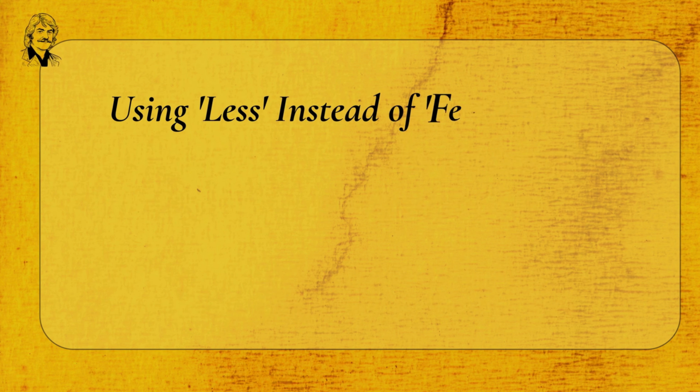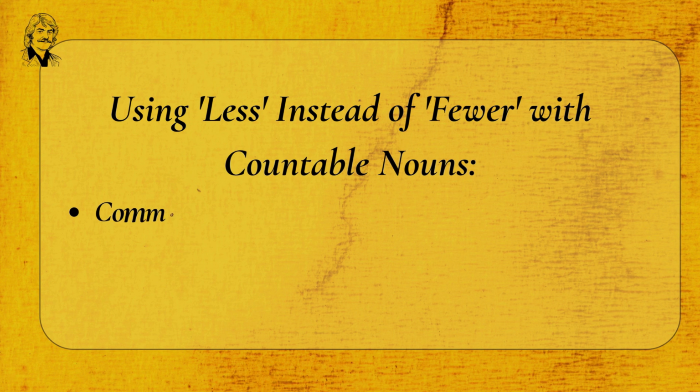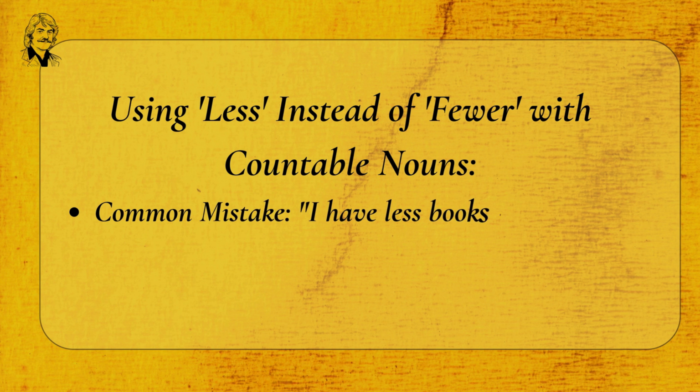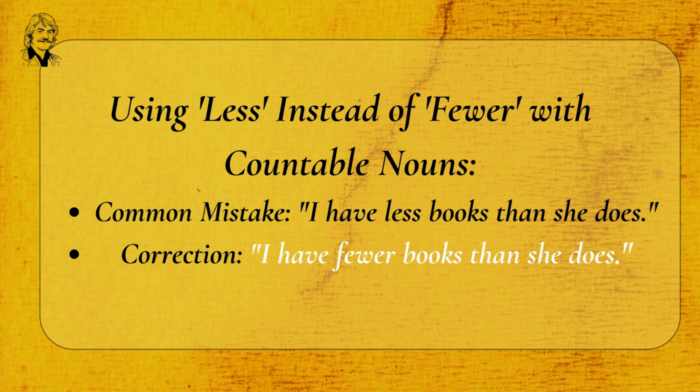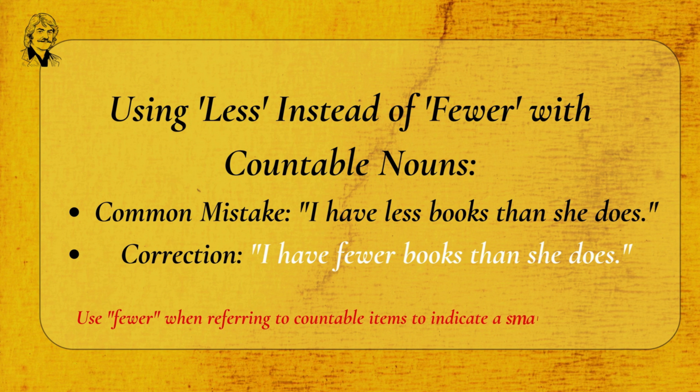Using less instead of fewer with countable nouns. Common mistake: I have less books than she does. Correction: I have fewer books than she does. Use fewer when referring to countable items to indicate a smaller number.